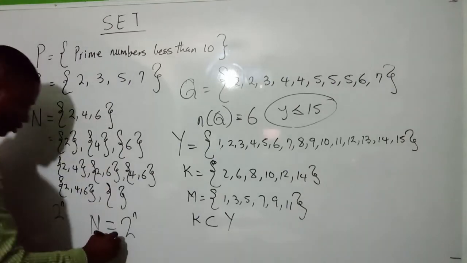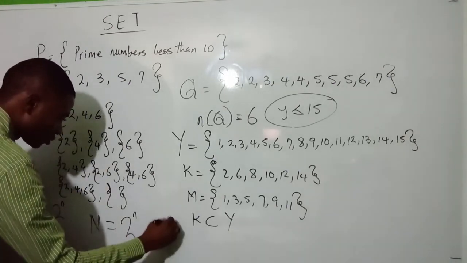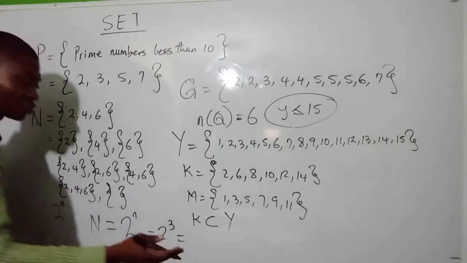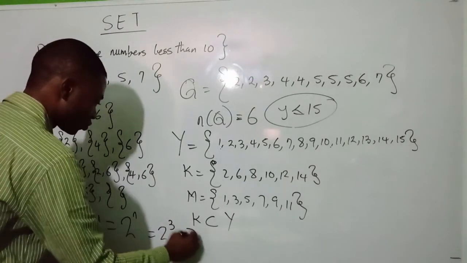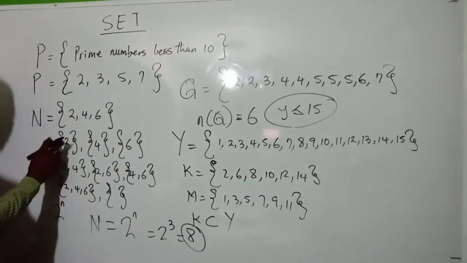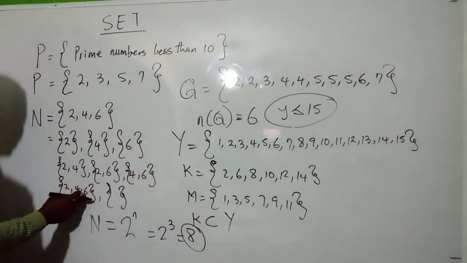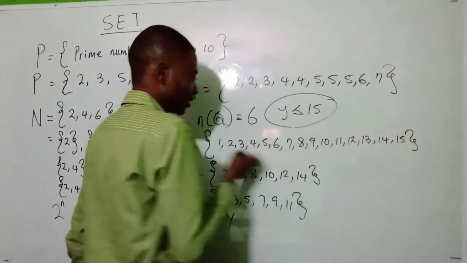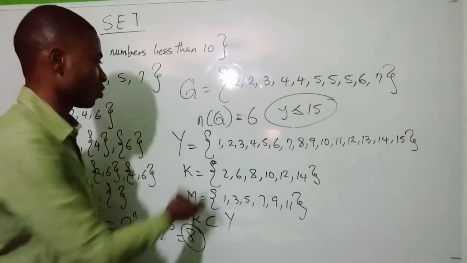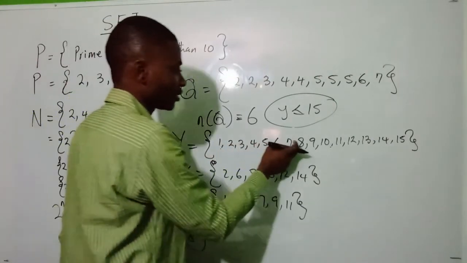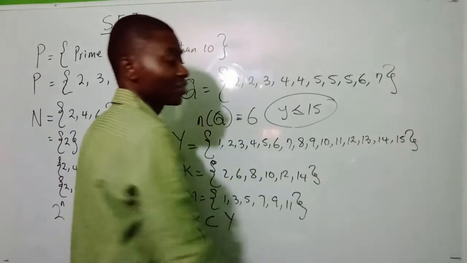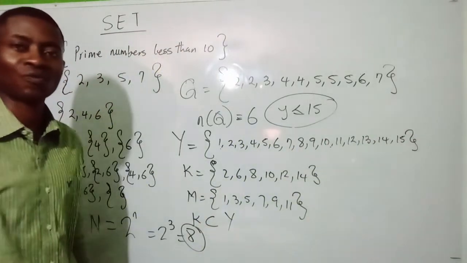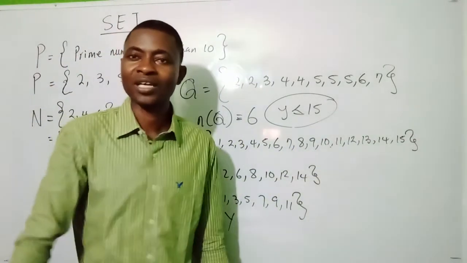And that is 1, 2, 3. So this is equal to 2 raised to the power of 3, which means 2 times 2 times 2. That is equal to 8. And that is what you are seeing here: 1, 2, 3, 4, 5, 6, 7, 8. So if I want to know the number of subsets in this set Y, what do I have here? 1, 2, 3, 4, 5, 6, 7, 8, 9, 10, 11, 12, 15. So that would be 2 raised to the power of 15. You multiply it, you get your answer.